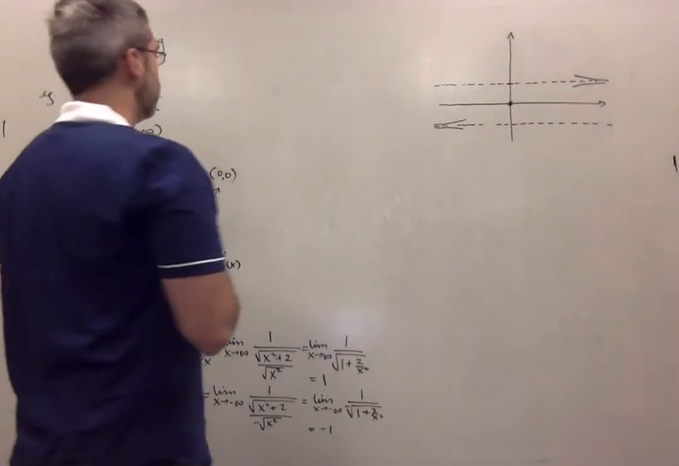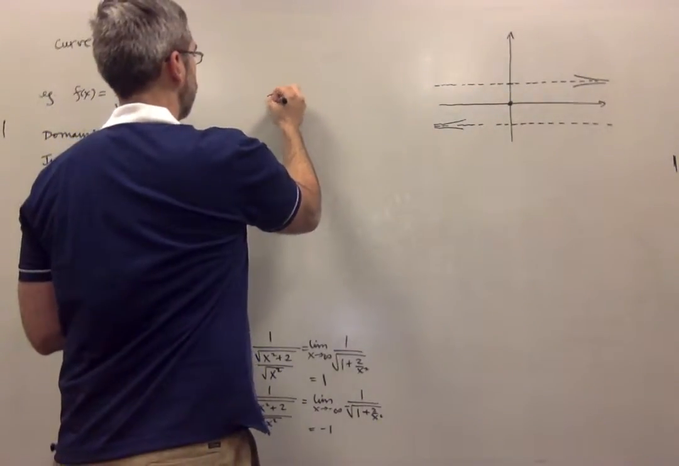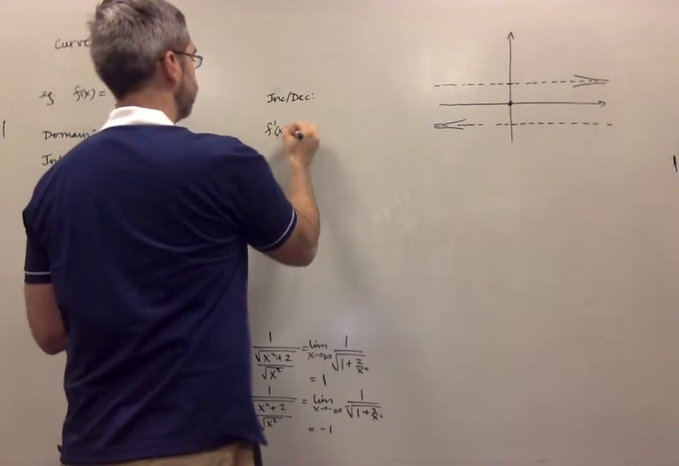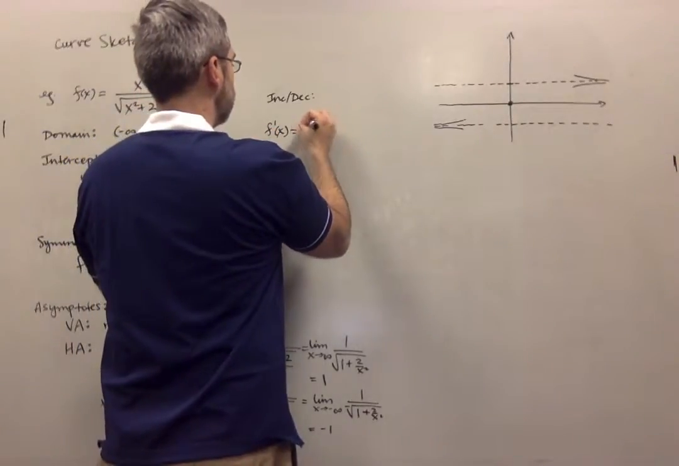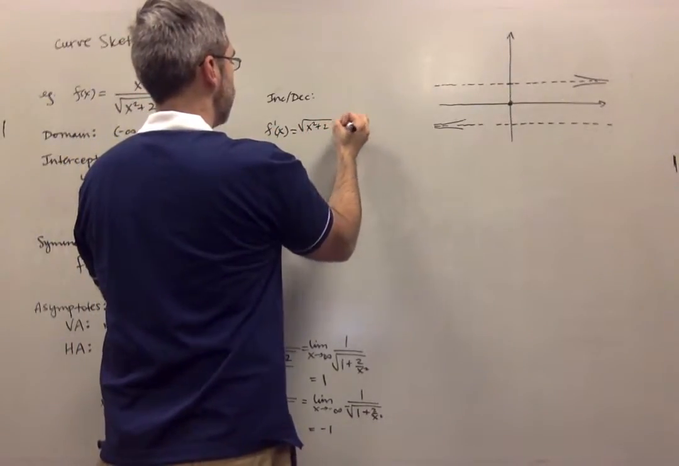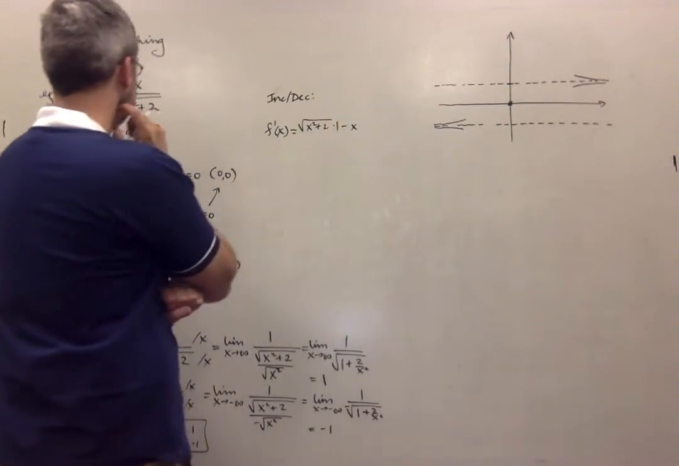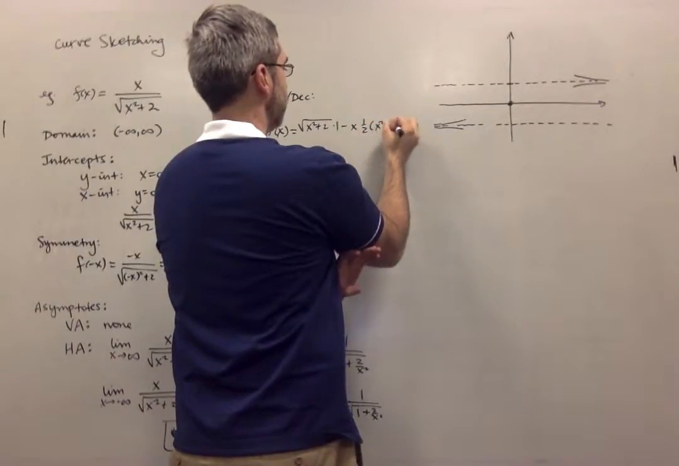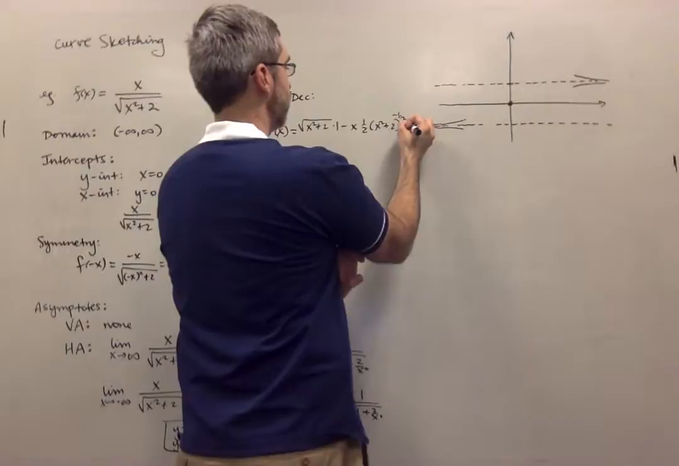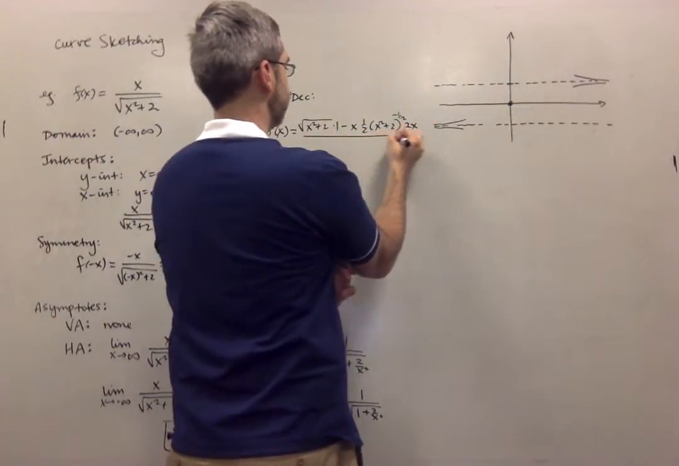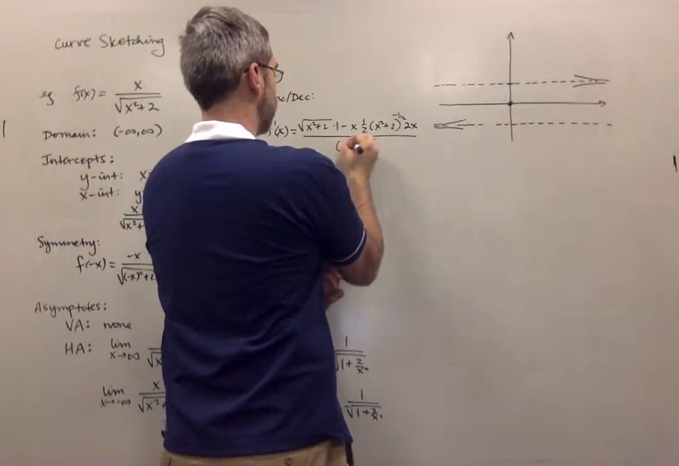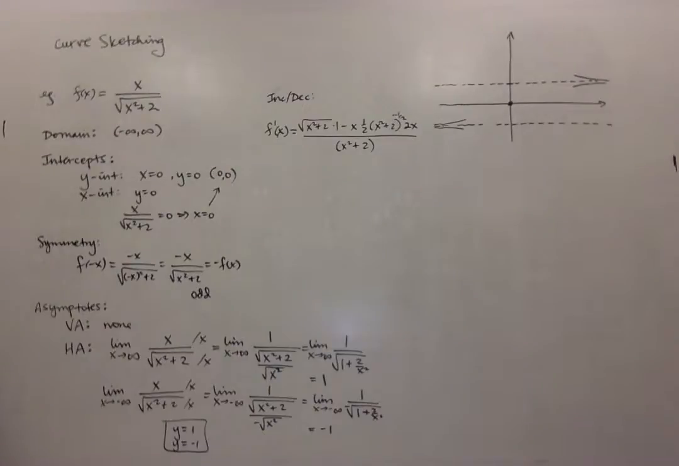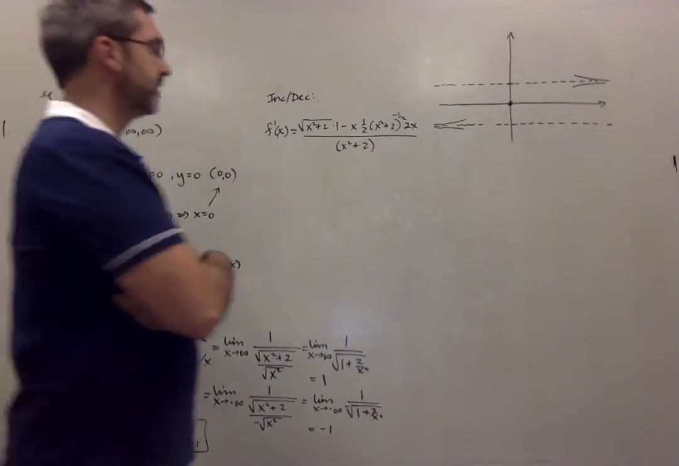Okay, so now let's look at increasing, decreasing. And we have to differentiate this thing, which I know you're thrilled about. All right, so we've got low d high, minus high d low, and when we differentiate the bottom, we've got a chain rule, so we have 1/2 the inside to the negative 1/2 times the derivative of the inside. And then we've got the bottom squared, which is just x squared plus 2. Okay, let's clean this up a little bit.